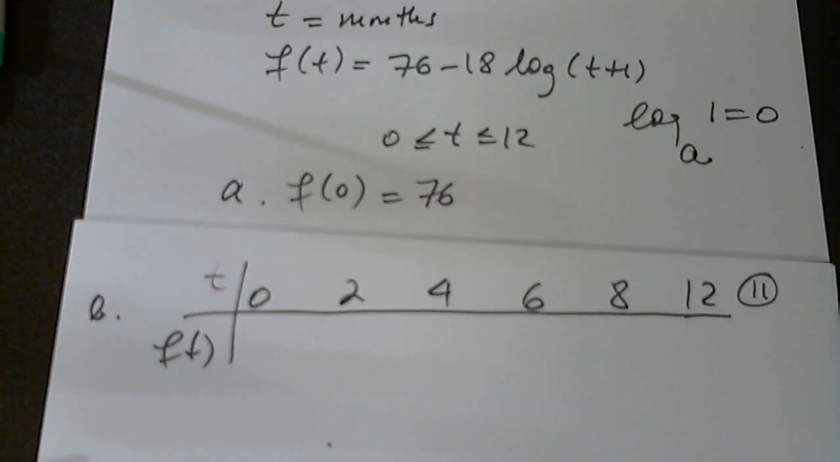Of course, you have to put the function in the graphing calculator. You're not going to calculate these by hand or step by step for all these numbers. It's a waste of time. So 76 minus 18 common log of t plus 1. Put the function in right away and plug in all these numbers in a blink. 0, we know it's 76. And then they want 2, 4, 6, 8, and 12. All I have to do is copy them, go back, and highlight.